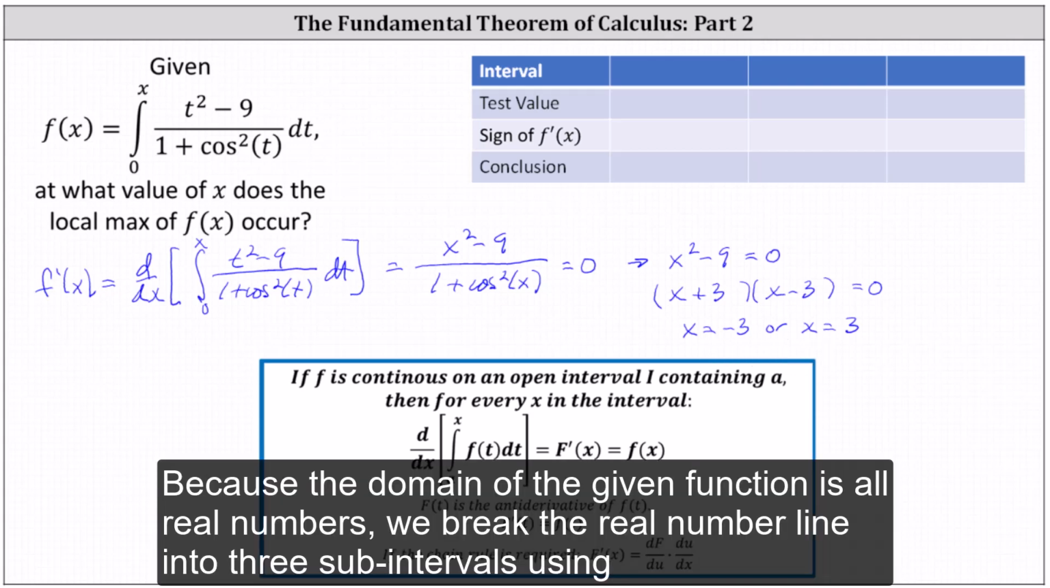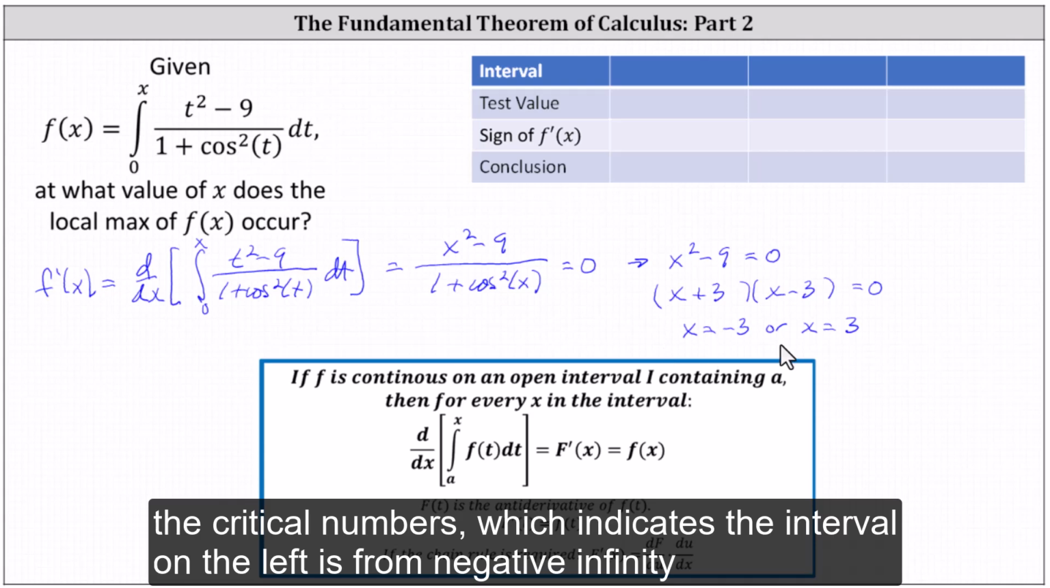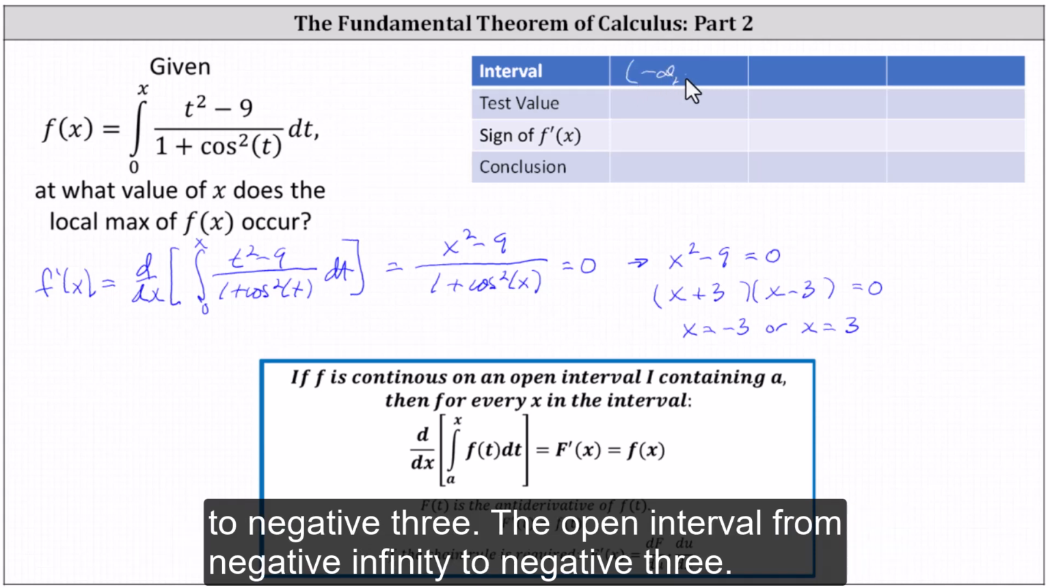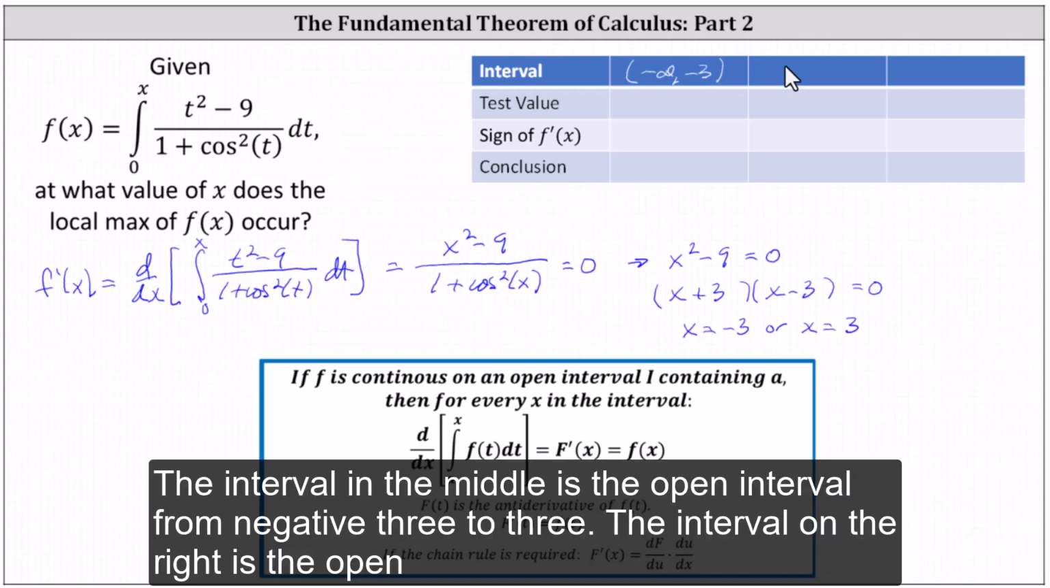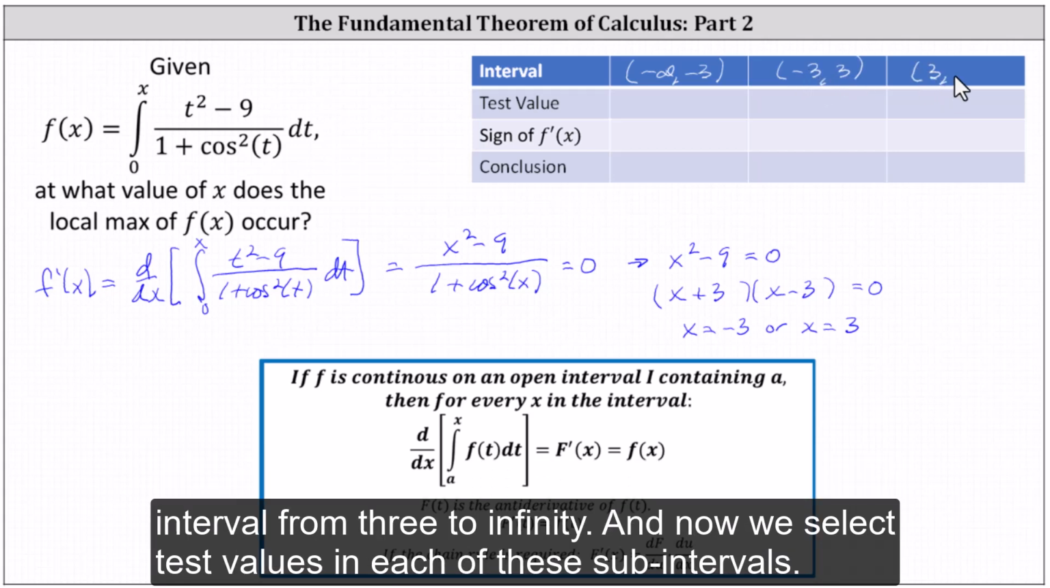Because the domain of the given function is all real numbers, we break the real number line into three subintervals using the critical numbers, which indicates the interval on the left is the open interval from negative infinity to negative 3, the interval in the middle is the open interval from negative 3 to 3, the interval on the right is the open interval from 3 to infinity.